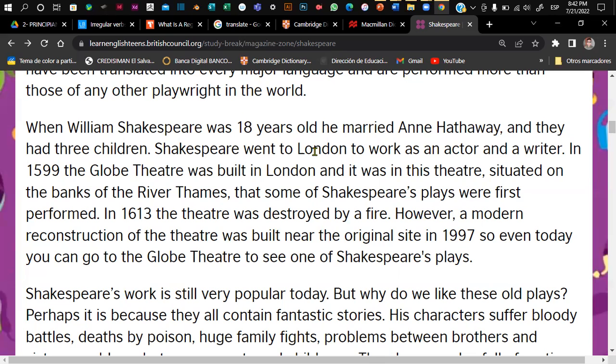Three children. Shakespeare went to London to work as an actor and a writer. In 1598, the Globe Theater was. Okay, Candy, at the beginning you said boiled, I heard. But it's not boiled. Delete the letter U. Built. It's built, correct. In London, and it simple past, verb to be. Situated on the banks of the River Thames. That some of Shakespeare's plays.